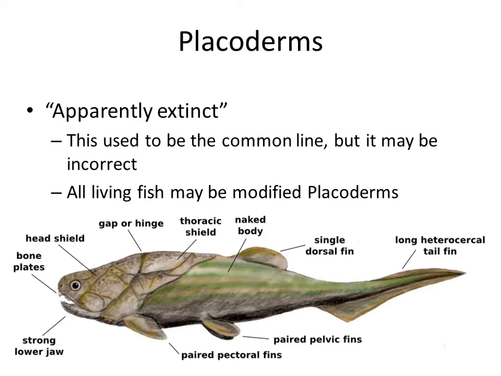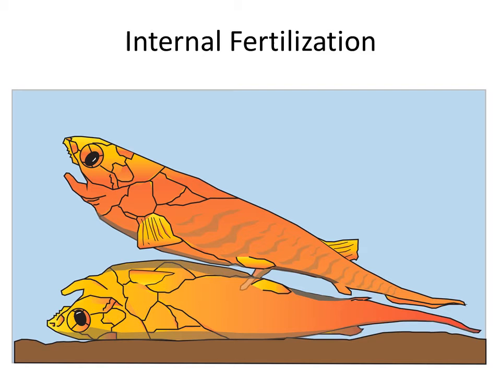If you evolve as a placoderm, it's not like one day you become a goldfish, and if you are, in fact, still a placoderm, you're not a placoderm anymore. It's that you've stepped into a different group of placoderms. You're now a very different form of placoderm, but you would still be a placoderm in that sense. Placoderms also have internal fertilization.